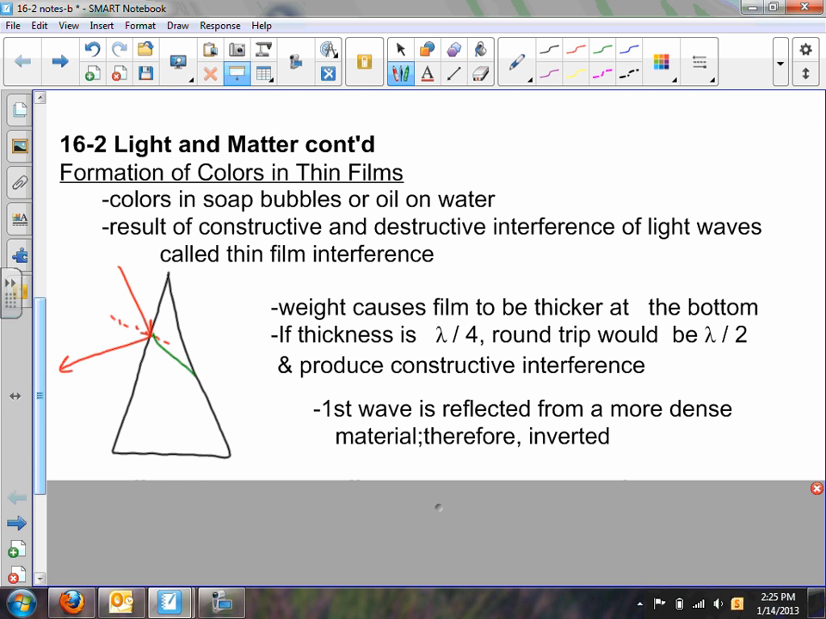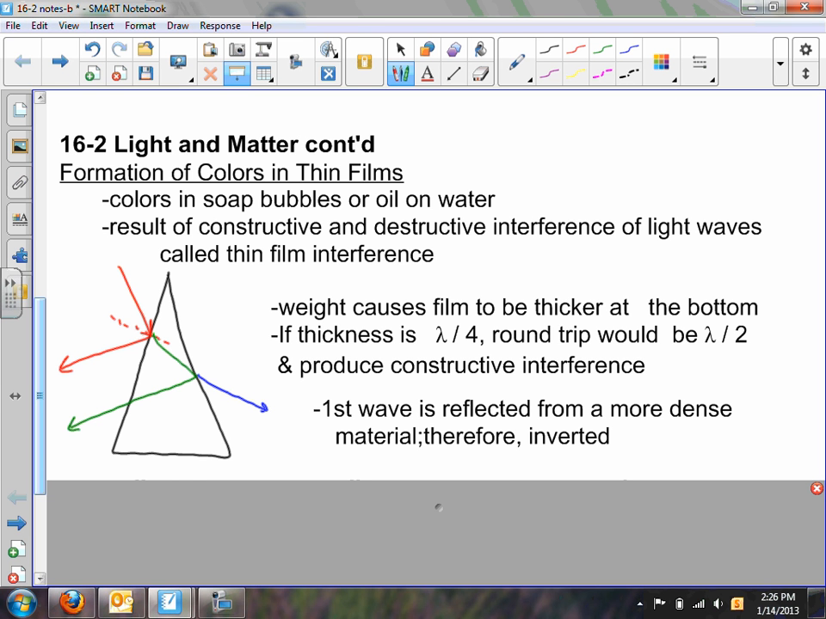When it gets here, it could reflect off of that surface and then continue out, and so on. So some would actually go through, and some would be reflected back and come through the other side of the film. So why do you see different colors?